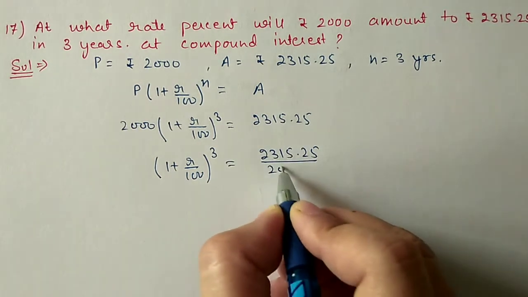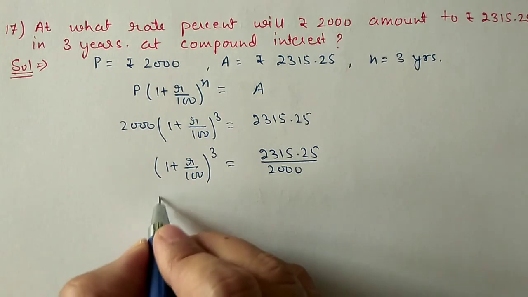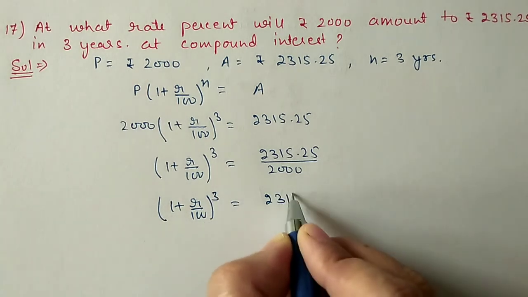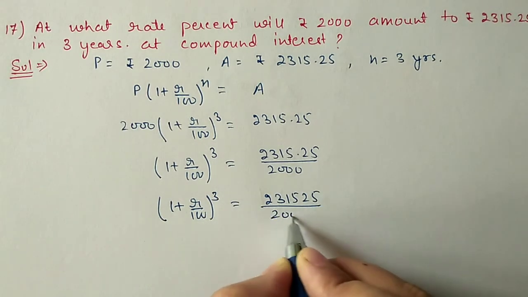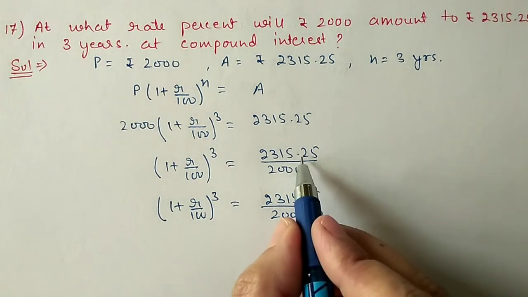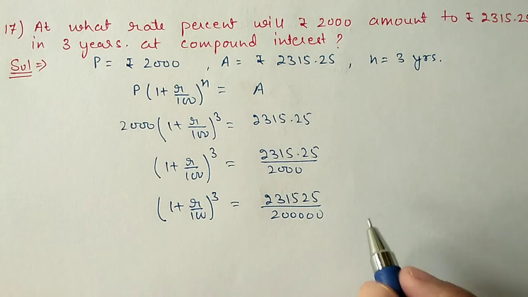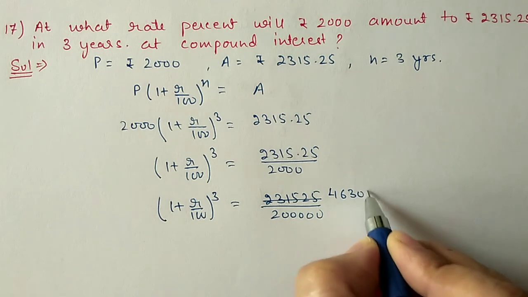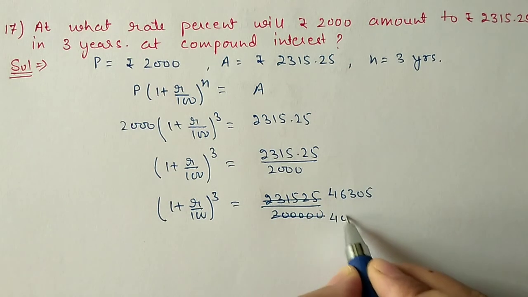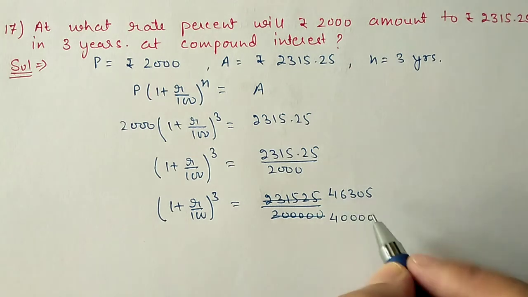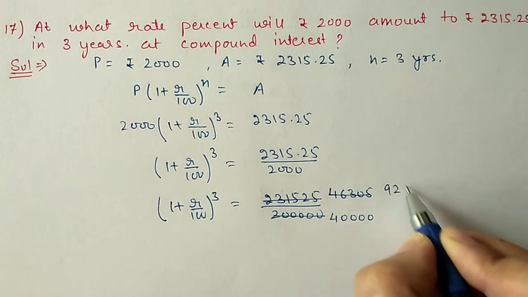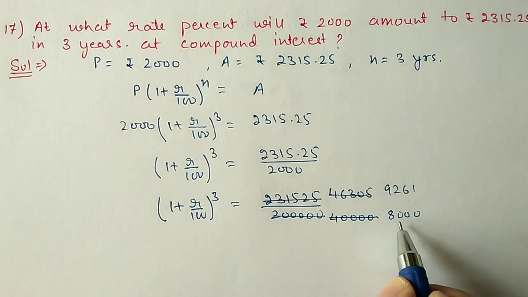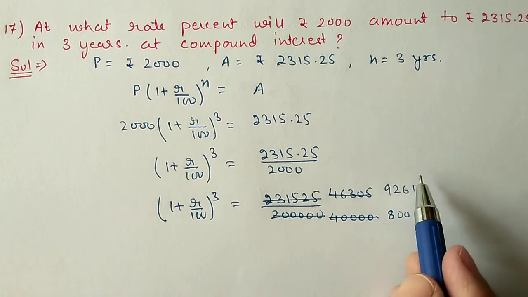2315.25 divided by 2000. This decimal we can remove and write it as 231525 divided by, after two more zeros we can include, because 2 decimal places we have removed from here. Now we can cancel it by 5 table. 5 4 times, 6 times, 3 0 and 5 times, then again 5 4 1 2 3 4 zeros. Again we can cancel with 5 9 2 6 1 and this 8 0 0. This denominator you can say is 20 square, and this, if you check, will be 21 square.